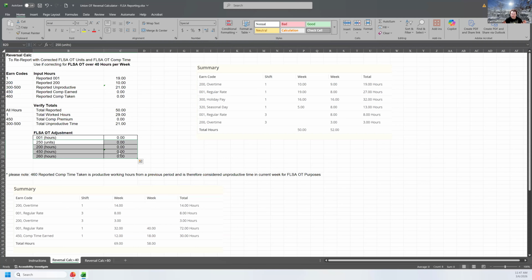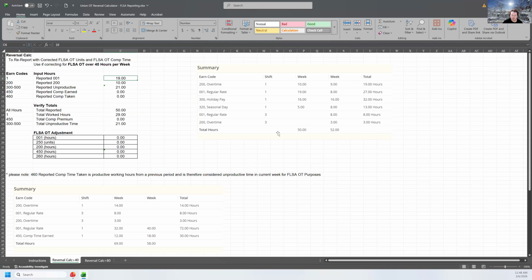So, what does this mean? You can work a lot of hours, but if you're taking unproductive time, that does not count as FLSA worked hours. It might count for our union contracts, because our union contracts pay above and beyond FLSA. So in this case, he's going to keep his overtime as 200, as contractual overtime, and the person did not work over 40. They worked 29. Okay, great. Let's move on to our next example.